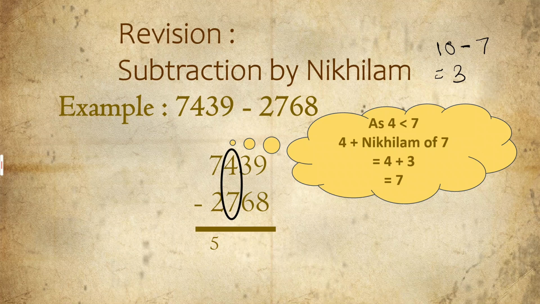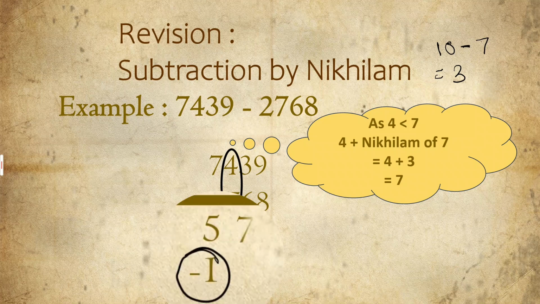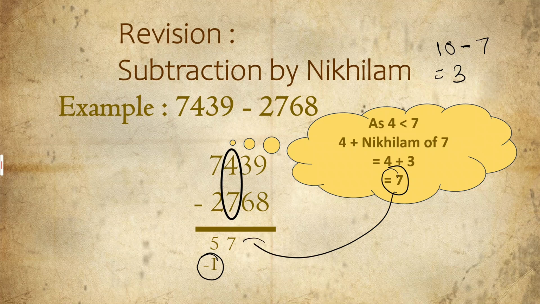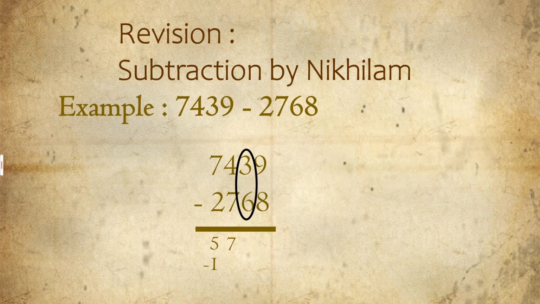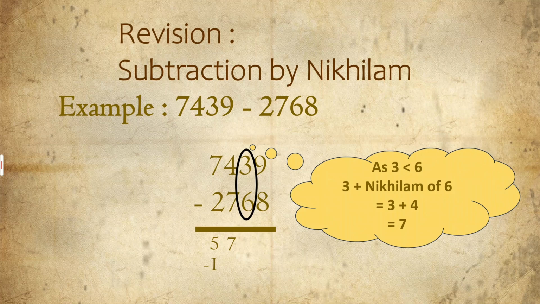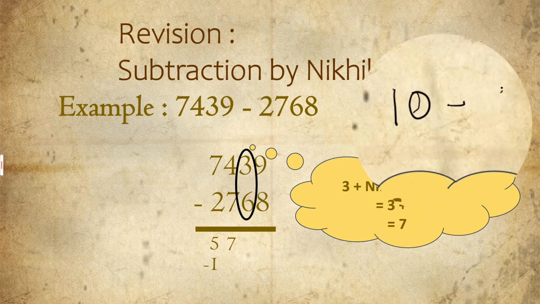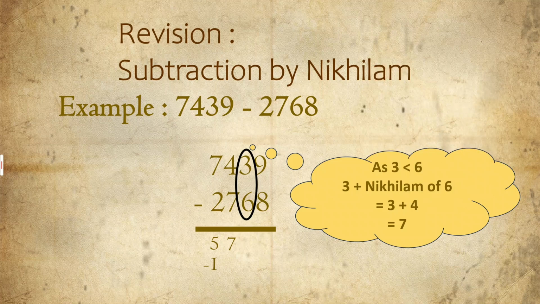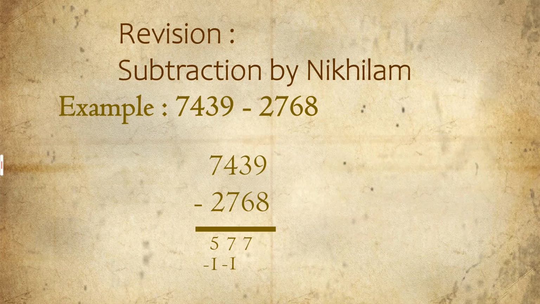Now, don't forget that you have to put minus 1 in the previous column. So here we put the minus 1, and then we place the answer that we got, that is 7, over here. All right? Moving on to the next column, we have 3 and 6. Now, 3, again, is smaller than 6, so we are going to do the Nikhilam trick, that is 3 plus the Nikhilam of 6. Nikhilam of 6 is 10 minus 6, which equals 4. That is what we're going to be adding to 3. 3 plus 4 is 7. Before that, let's place minus 1 in the previous column, as done over here, and then simply write down the 7 that we got as our answer.